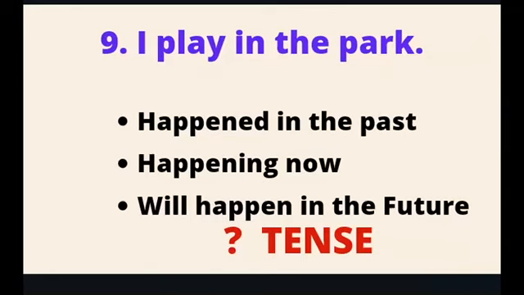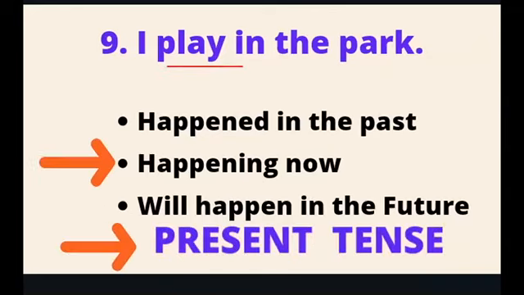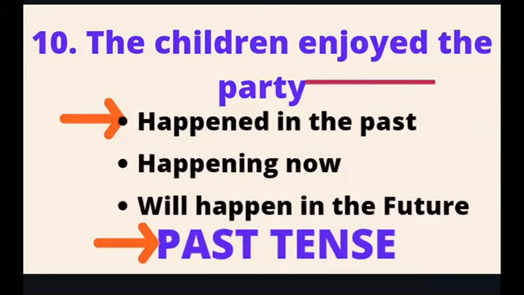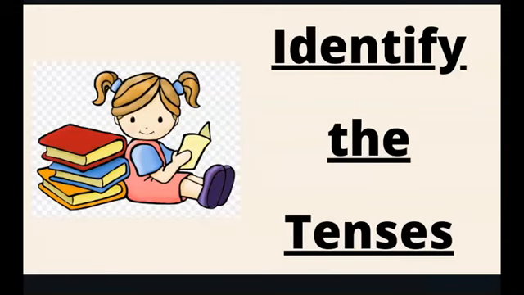Ninth, I play in the park. Answer, play is the action word. It's happening now and therefore it's a present tense. 10th one, the children enjoy the party. Identify the tense. Answer, enjoyed is the action word. It has happened in the past and therefore it's a past tense. So students, we just solved an exercise where we identified the tenses. I hope you have scored well.